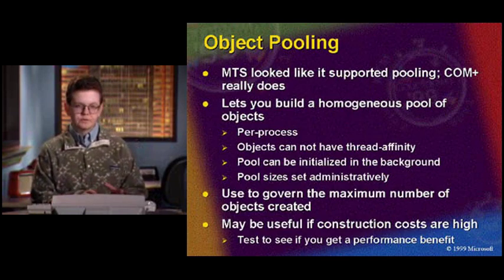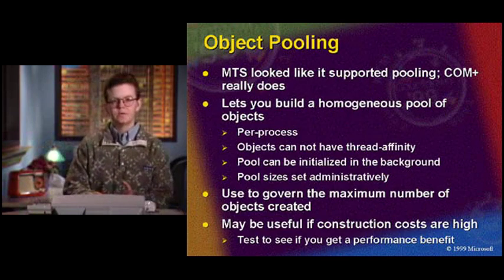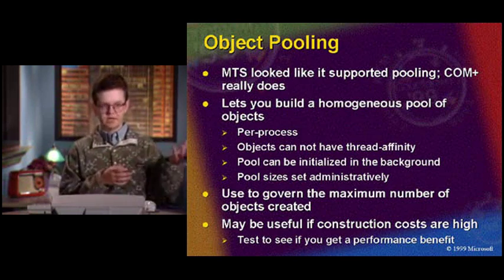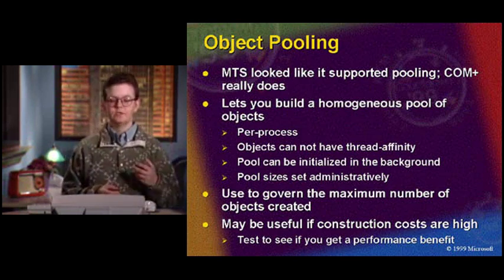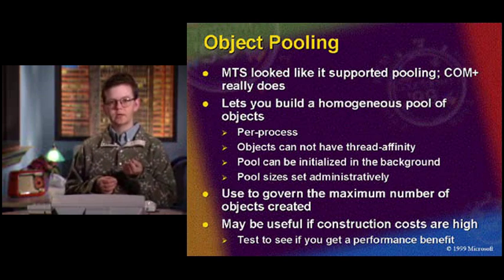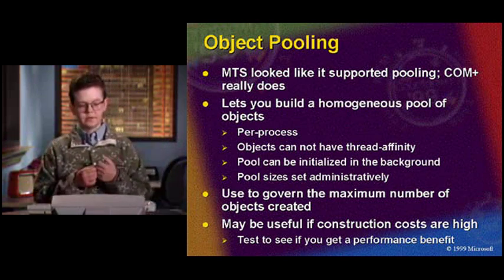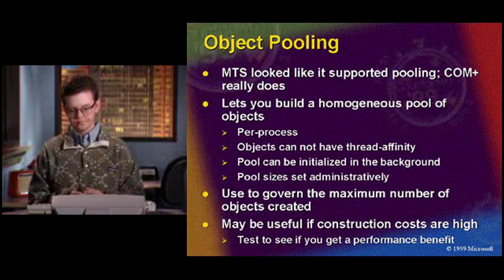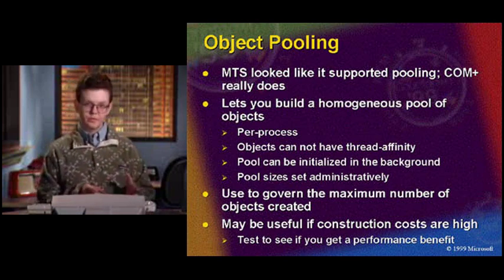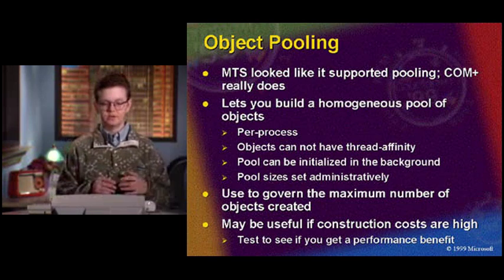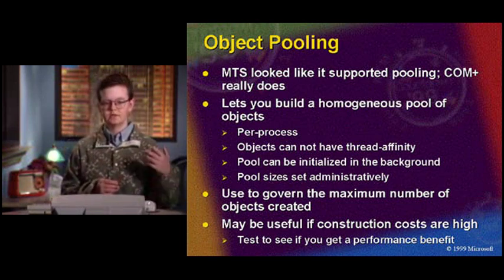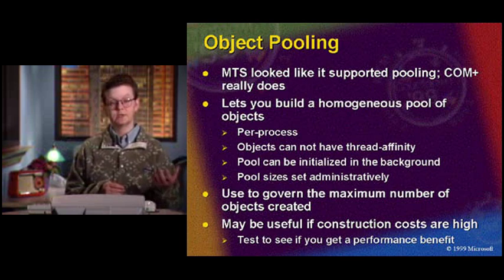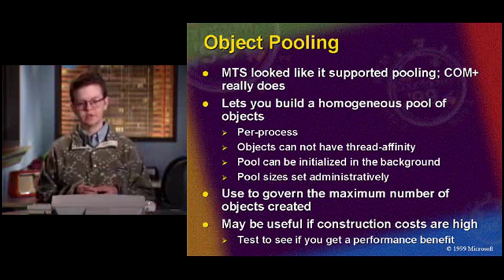In MTS, we provided a feature that looked like we were going to let you pool objects. We would create the object ahead of time and we'd just have them sitting around, and when you needed them, we could grab them really quickly rather than having to go off and create the object and initialize it. Although it looked like we did that, we didn't really ever do it. Every time that you deactivated an object, it was destroyed, and the next time that you created or accessed the object, a new physical object on the server would be created.